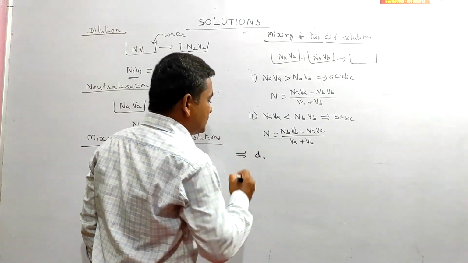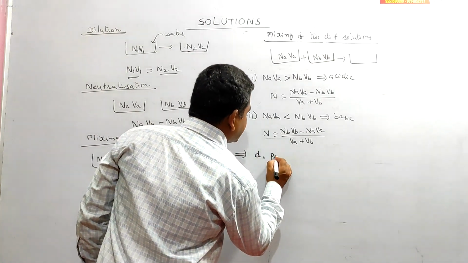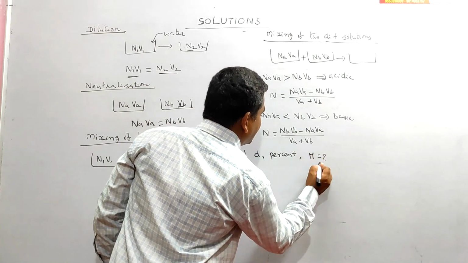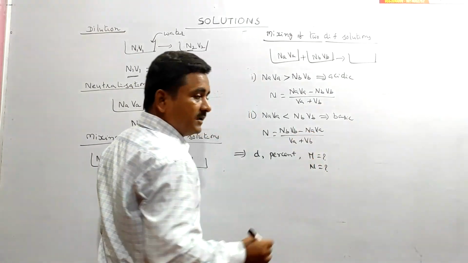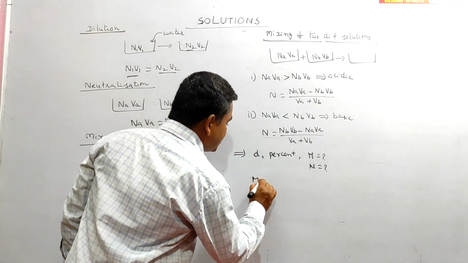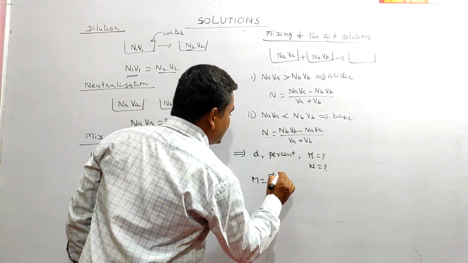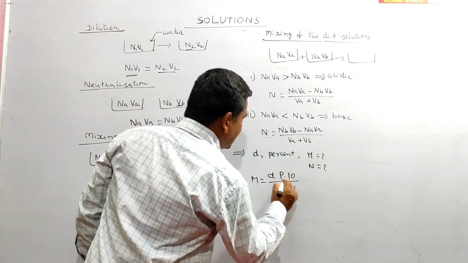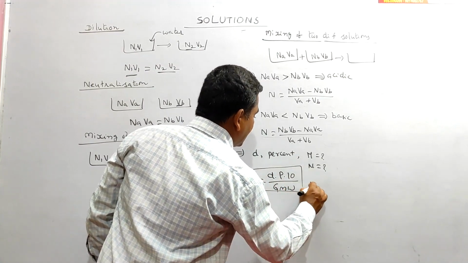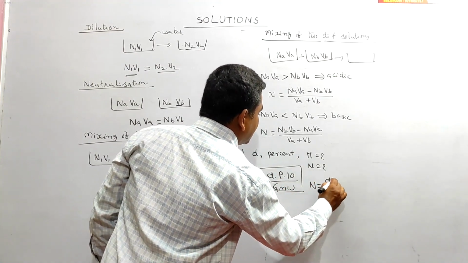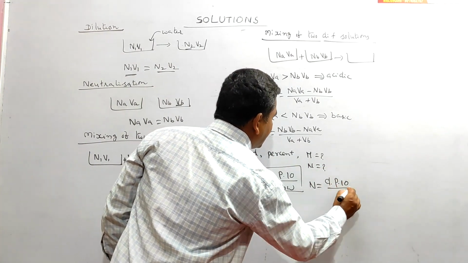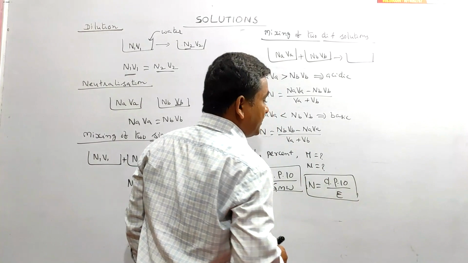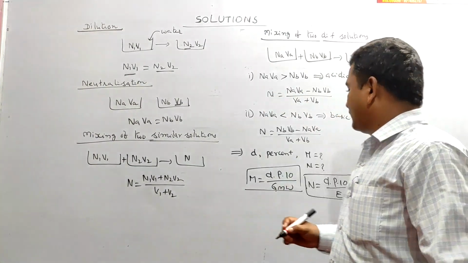And there is another thing to be remembered. If density of a solution is given and percent of purity is given, how to find molarity, how to find normality? That formula is molarity is equal to density into purity into 10 by gram molecular weight, and normality is equal to density into purity into 10 by equivalent weight. From this we can calculate normality.